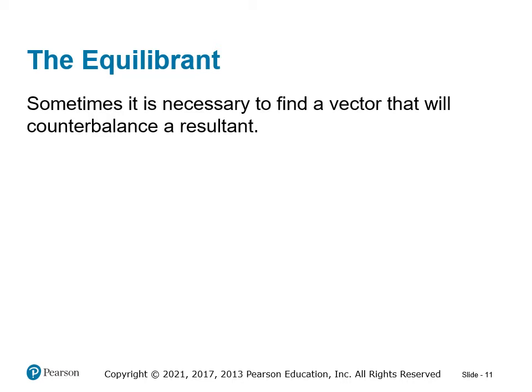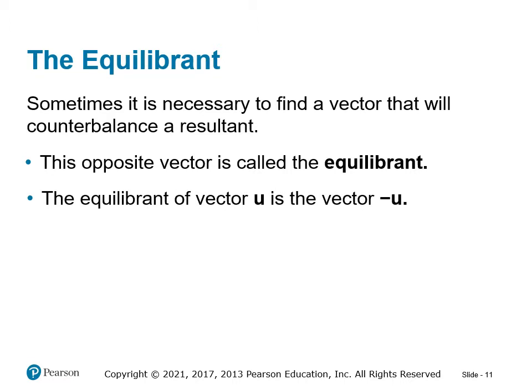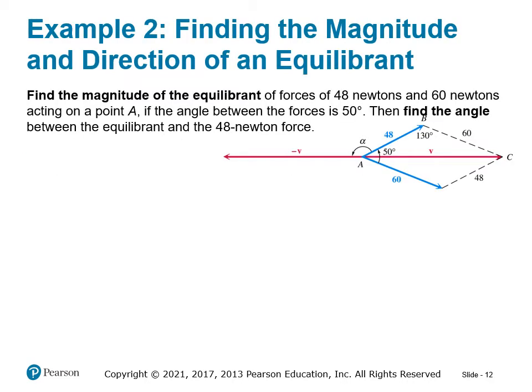Sometimes it's necessary to find a vector that will counterbalance a resultant. This just simply means that it's going to be like the opposite of that vector, okay? So the opposite vector is called an equilibrium. The equilibrium of vector u is the vector opposite of u, or negative u, okay? So let's look at a problem here. Finding the magnitude and direction of an equilibrium.